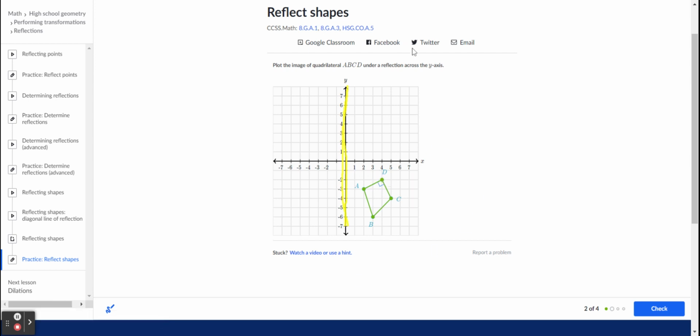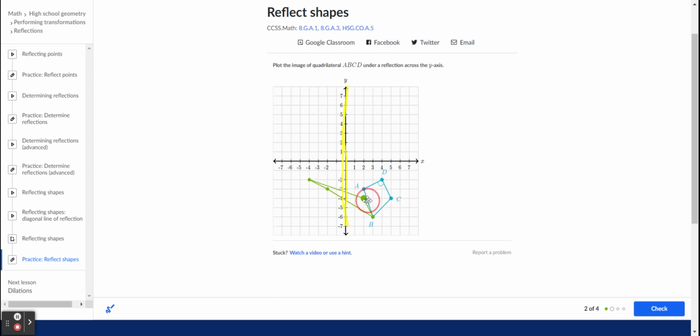And now I'm going to reflect across this line. So I'm going to start with my point A, and I'm just going to count the distance to my y-axis. So in this case, it's 1, 2, and then I'm going to repeat that on the other side of the y-axis. 1, 2. I'm going to just do that with each point. So here I've got point D. I'm going to go 1, 2, 3, 4, and now I'm going to repeat that on the other side. 1, 2, 3, 4.